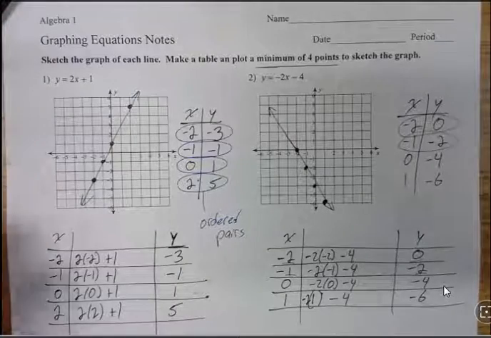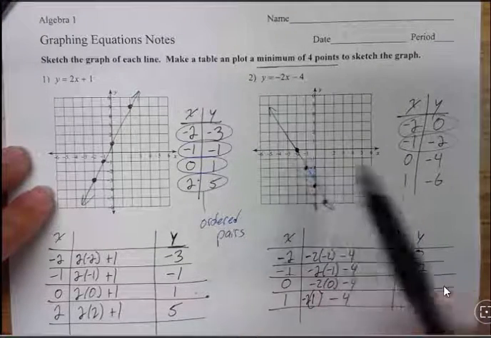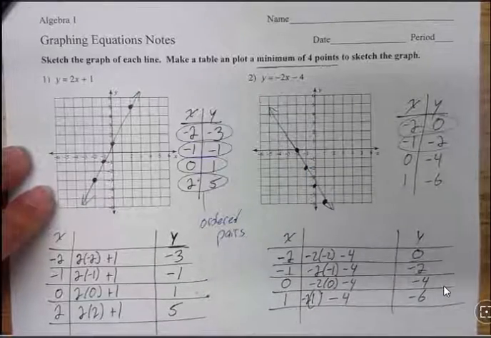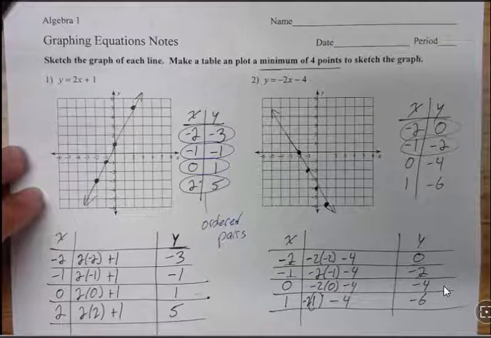And again, just like the last problem, I could have chosen negative 4, I could have chosen negative 1.5, we could have chosen 1/2. So these aren't the only points you can choose. Alright, hopefully you understand and you're good with graphing equations.